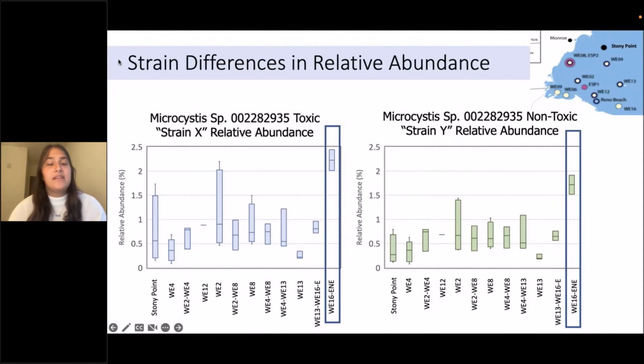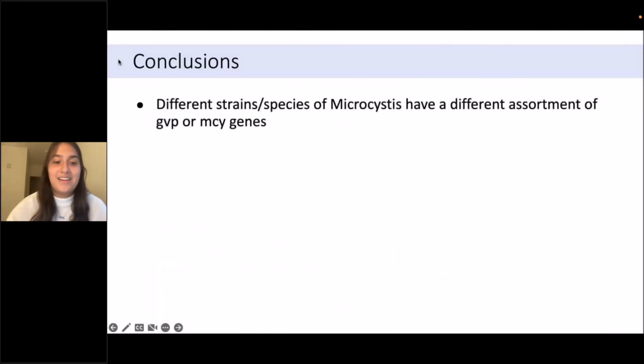And so why are we seeing this? Well, if you'll remember, strain X was a toxic species and strain Y was a non-toxic species. So one potential explanation is maybe there's something going on genetically that's affecting the abundance of these different strains. That's something that's really exciting, that we're seeing such different abundances between different strains. And this definitely is a jumping off point for future research.